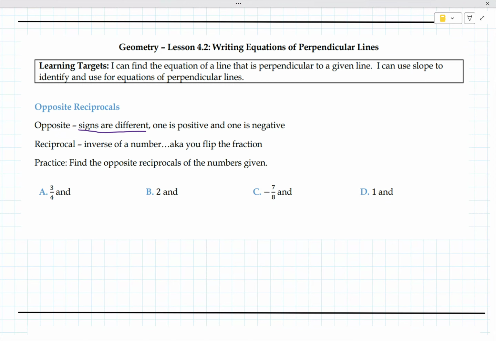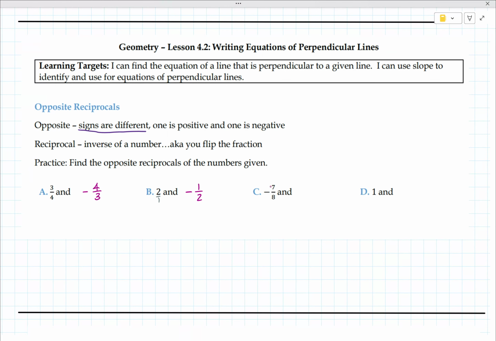So we're going to start off just by looking at a given slope, and we're going to find what the opposite reciprocal is. So for question A, 3/4, so it's positive. So I'm going to change the sign to negative, and then I'm going to flip the fraction. And then for B, 2 is positive, so I'm going to make it negative. But any whole number is really over 1. So when we reciprocate it, it's going to be -1/2. So go ahead and pause and try C and D, and then let's check our answers.